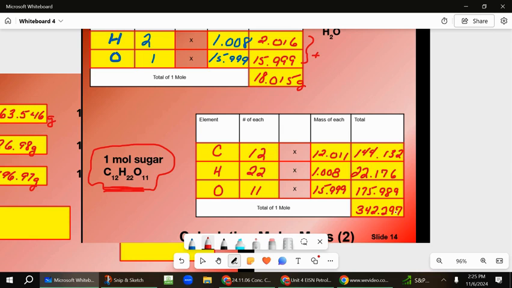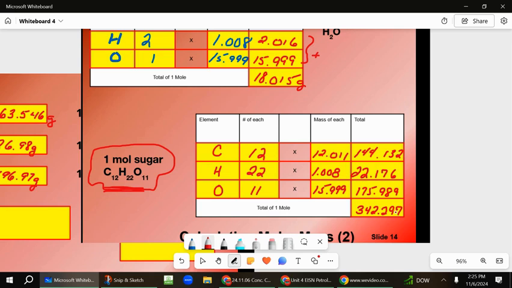So, if you go home today and you measure out 342.297 grams of sugar that you have sitting wherever you have it at home and put it in a container, you will have 1 mole of sugar. You will have 6.02 times 10 to the 23rd particles of sugar in that container. Is that how much is in there? That is how much is in there. Questions?